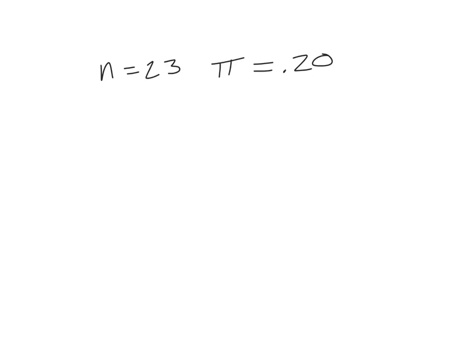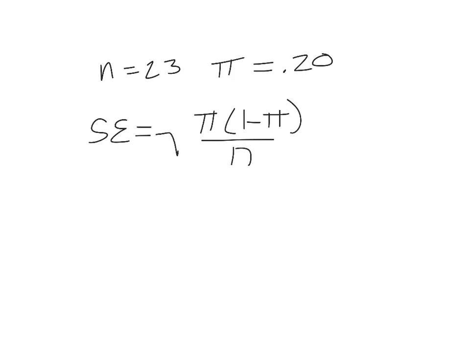For problem numbers 8 and 9, you're really being asked to do the same thing for both problems. First thing it asks you to do is to find the standard error. And the way that you do that is you multiply pi times 1 minus pi, divide that by n, and then take the square root of all of that. That's a horrible square root. I'm sorry about that, guys.